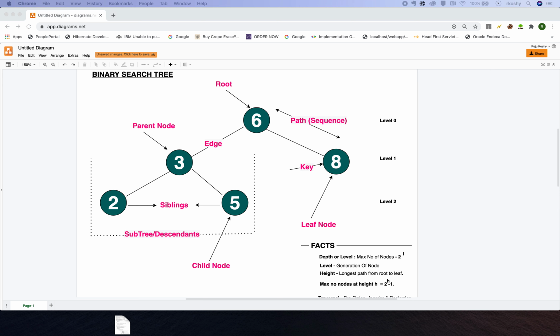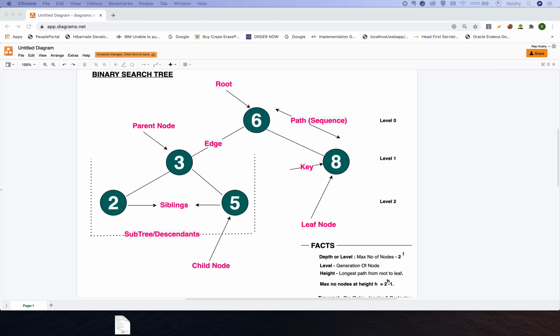Then it is connected to the descendant nodes, or the downward nodes, using connectors, which are called edges. A tree has different edges to get through a specific path. So a path is a specific sequence of nodes along with the edges, starting from the root to the leaf node.